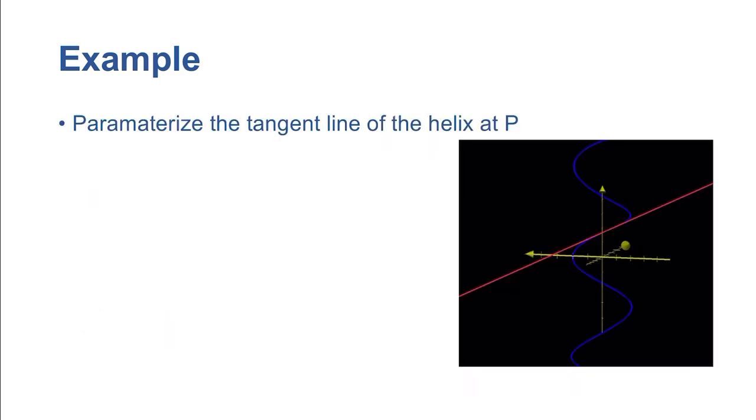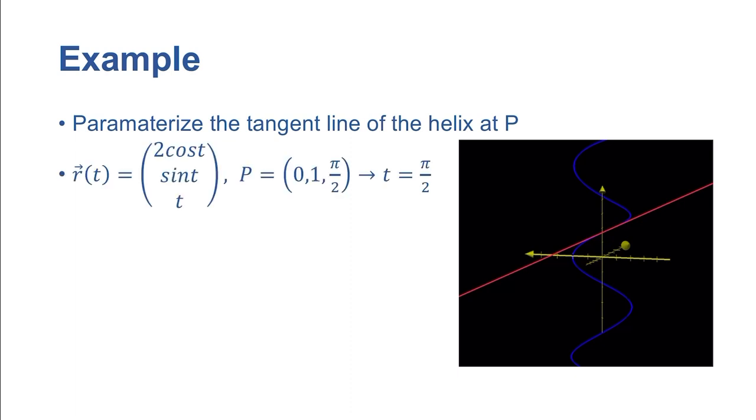Now we'll try another example. Parameterize the tangent line of the helix at point P. So the vector function for a helix is r of t equals 2 cosine of t, sine of t, and t. And the point we want to find it at is 0, 1, and pi over 2. Now, in order to parameterize this, we need to determine what our t value is at this point. So we look at the point components and we look at the vector function components. So when is 2 cosine of t going to be 0? And then when is sine of t going to be 1, and then when is t going to be pi over 2? T is just going to be pi over 2 in that case, and that works out.